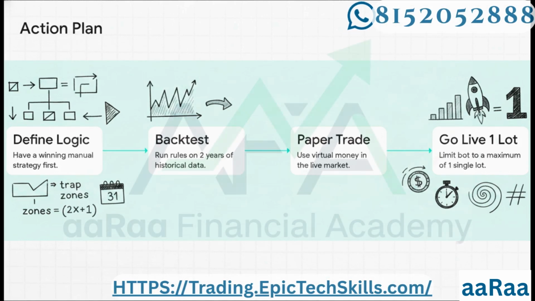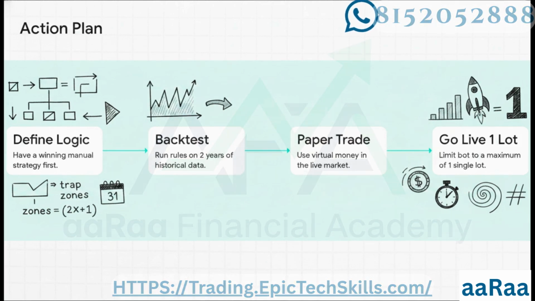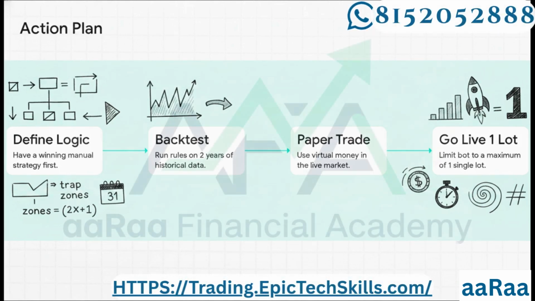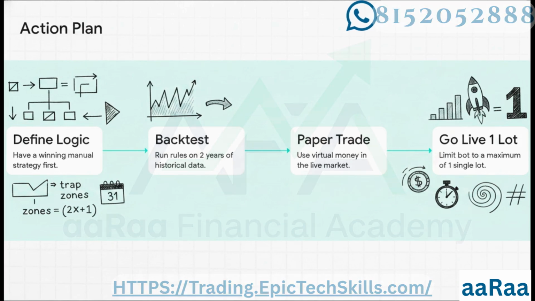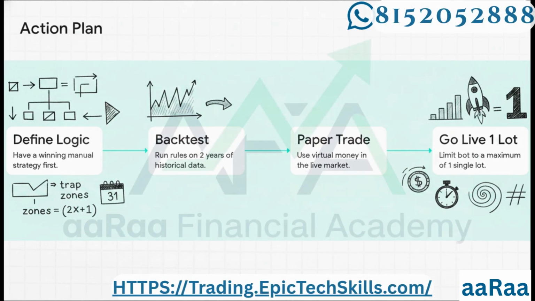Step 2, backtest. Run your rules against at least 2 years of historical chart data to prove it actually would have made money. Step 3, paper trade. Let the bot run in the live market, but strictly with fake virtual money. This lets you observe how it handles real morning volatility and slippage. You know, the annoying difference between your expected price and the actual execution price. And finally, step 4, go live. But even then, strictly limit the bot to a maximum of one single lot, like a quantity of 25 for Nifty, until you've definitively proven that it works with real capital.